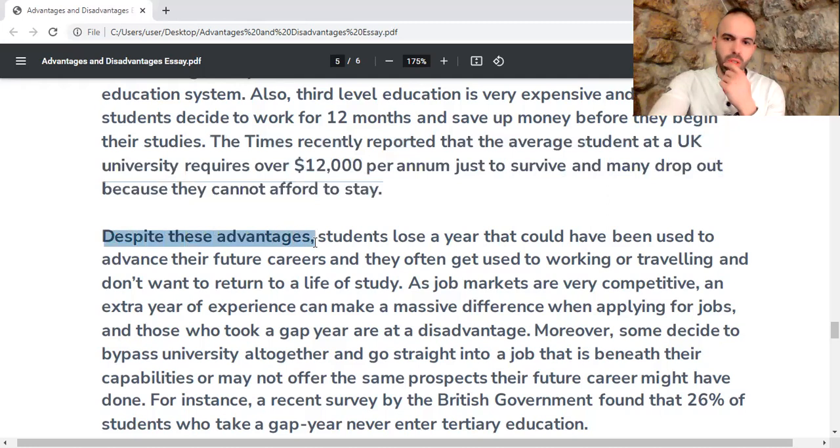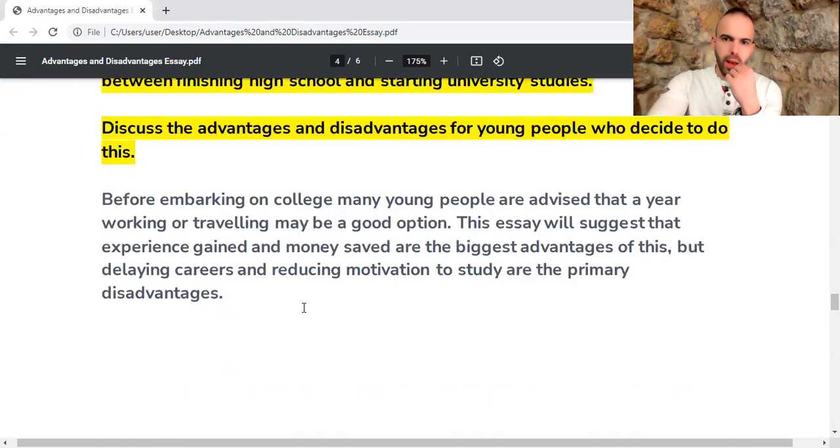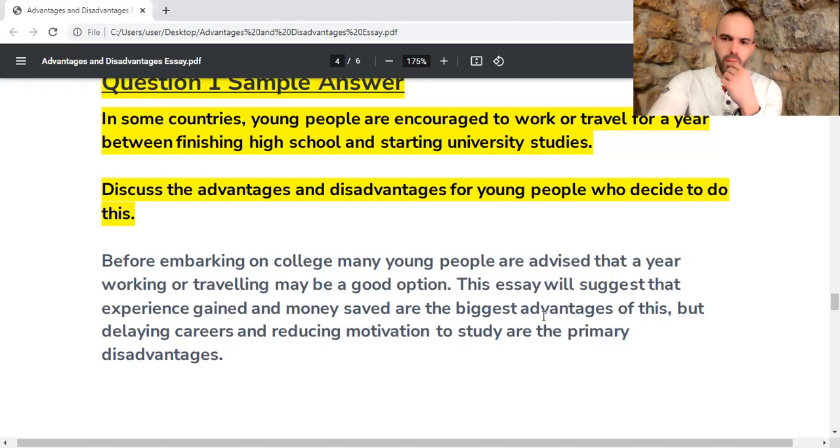Despite these advantages, students lose a year that could have been used to advance their future careers, and they often get used to working or traveling and don't want to return to a life of study. So as you can see, we've gathered the two disadvantages in one topic sentence, which is reduced motivation. And if you go back to the actual introduction, the biggest disadvantages are delaying careers and reducing motivation. So as you can see, they have written these in a very beautiful topic sentence.